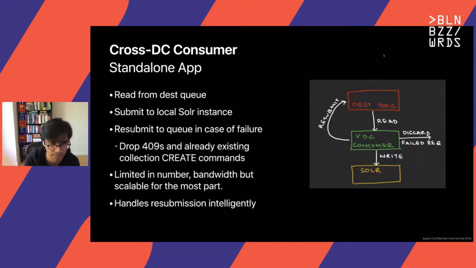And the two kinds of requests that we primarily end up rejecting outright are the 409s, which is a case where Solr says that, based on optimistic concurrency, the version you're sending for this document is older than what I already have, which means there's no need to send me this update. I already have a newer version of this document. Or, in the case of a collection creation command, that fails because the collection already exists.